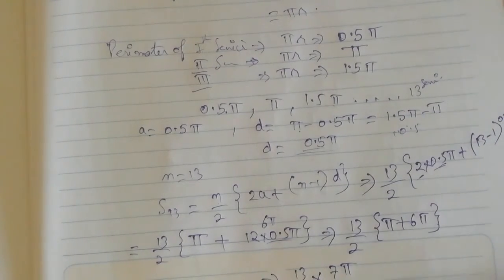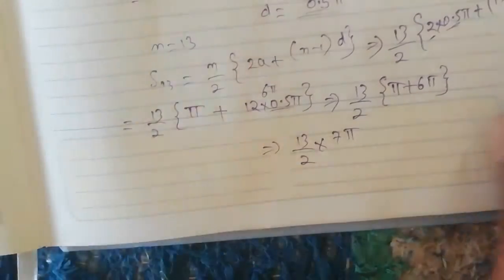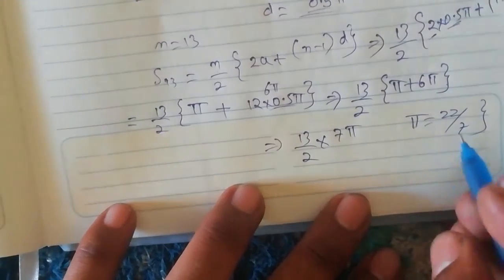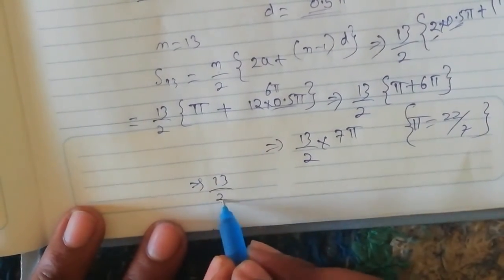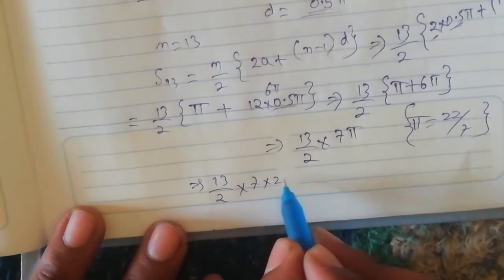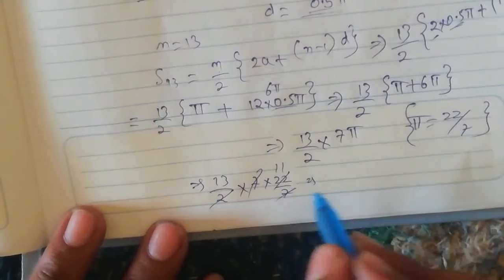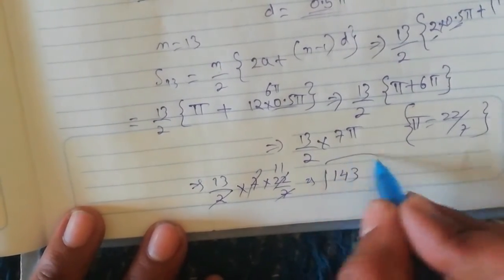Now here we put the value of pi equal to 22 by 7. It is given in the question. So from here we are putting the value of pi as 22 by 7. So 7 and 7 get cancelled out. Here we have 11 into 13, so 130 plus 13, we have 143 as our answer.